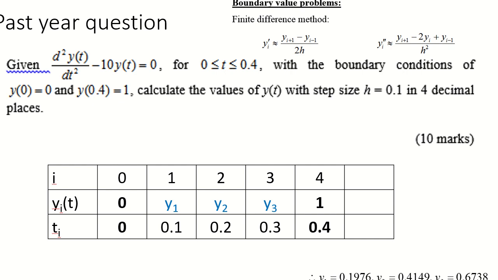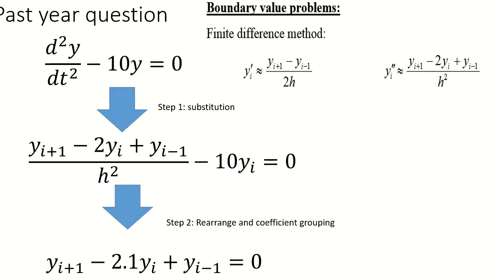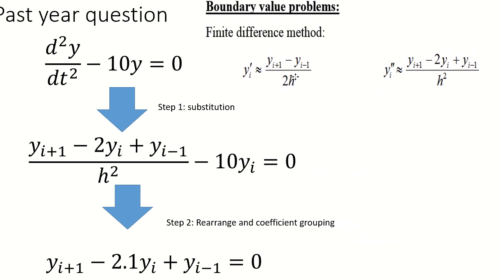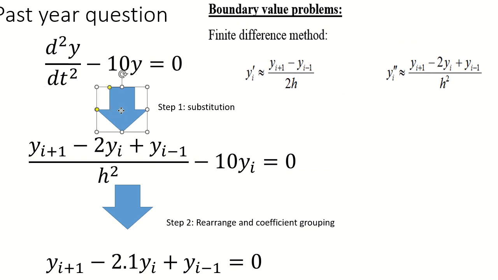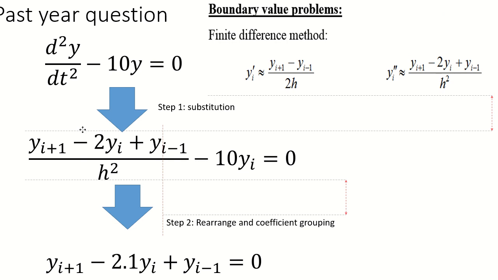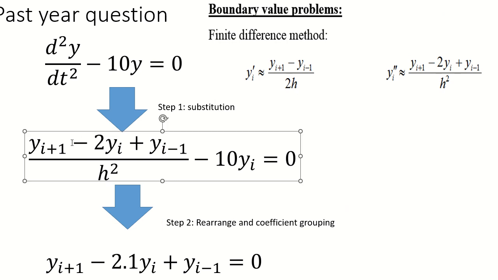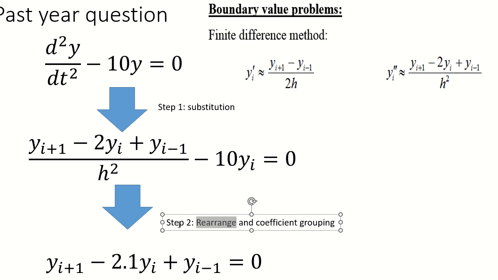And then how the equation comes out is as shown here. Step 1, we substitute the given finite difference equation. Here we only have a second order, so we just need to substitute the second order using the 3-point center second order derivative, as you can see here. After we substitute, as you can see here, minus the 10yi, and then we need to rearrange. As you can see here, we rearrange the equation.